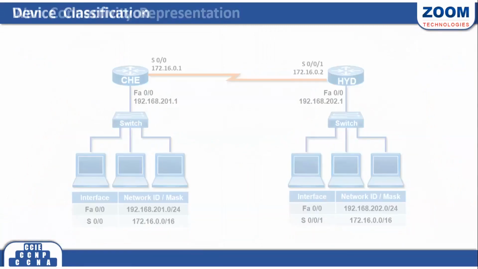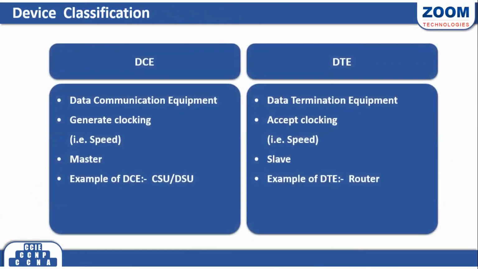Now, equipment has two types of devices here. Data communication equipment, which is the CSU/DSU or modem, is the master that generates the clocking. Data termination equipment accepts the clocking and is called the slave. So the device which generates the bandwidth, we call the master device, and the device which accepts the clocking, we call the slave. The ISP is the master, the customer is the slave. Like that we can understand it simply.